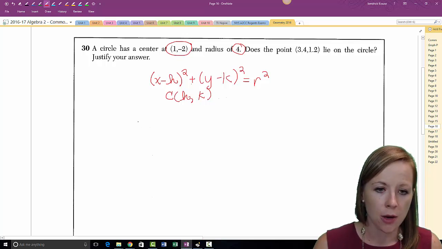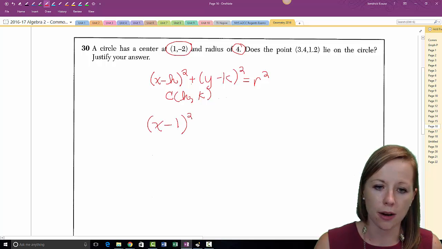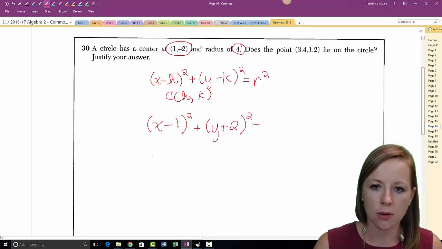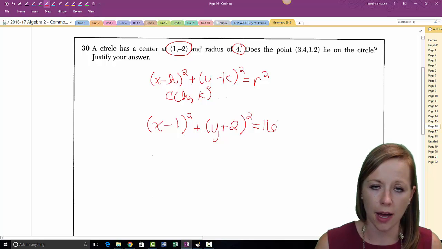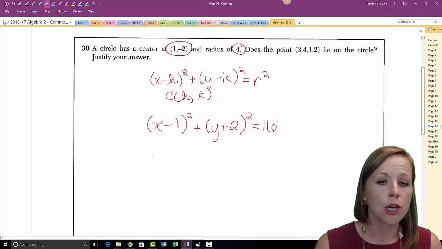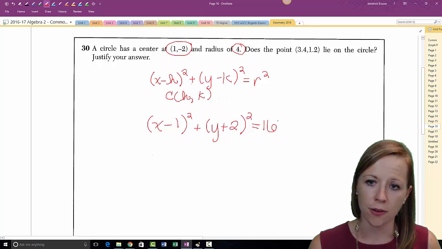So in this one, when the center is (1, -2), I say that it's (x, change the sign, minus 1) squared plus (y, and then this is minus 2, so I'm going to put plus 2 inside the parentheses) squared equals 4 squared, which is 16. Okay, so there's my equation of my circle. You probably could earn a solid point for that.